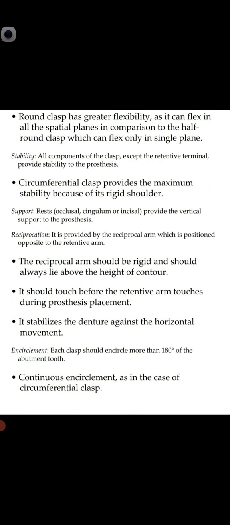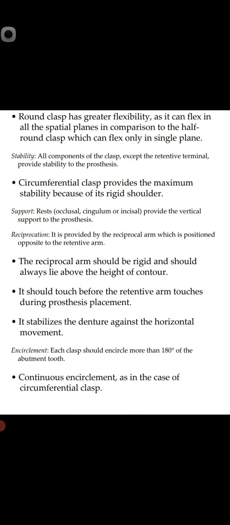The reciprocal arm should be rigid and should always lie above the height of contour, but the retentive terminal will always be below the height of contour. The reciprocal arm should touch before the retentive arm touches during prosthesis placement. It stabilizes the denture against the horizontal movement.